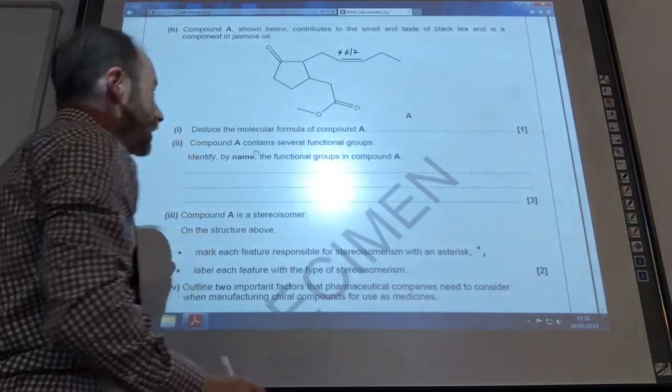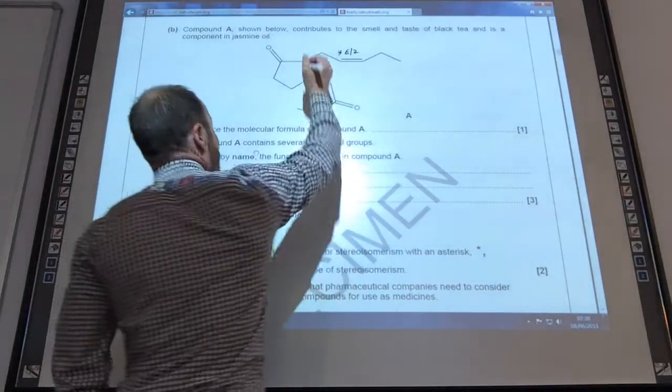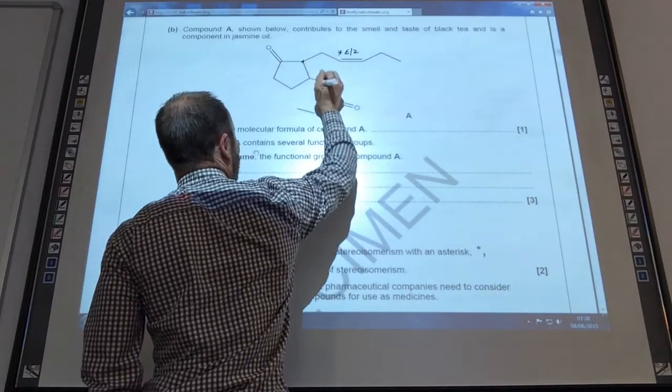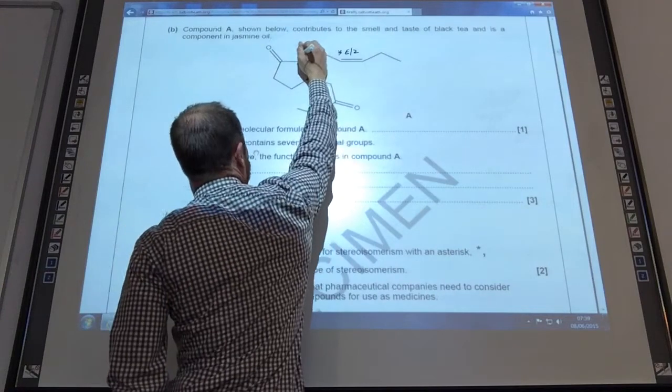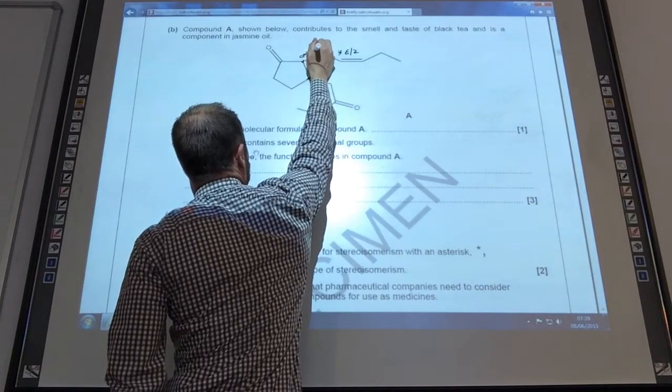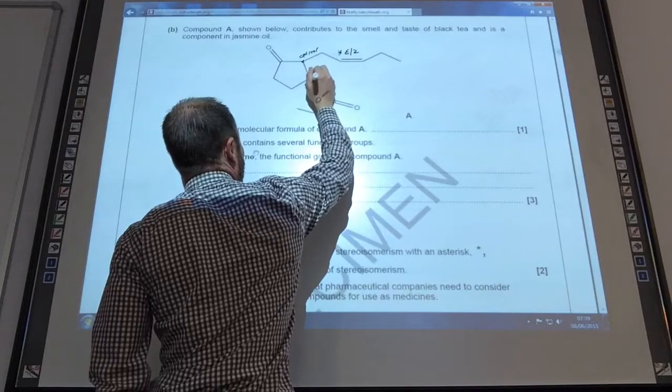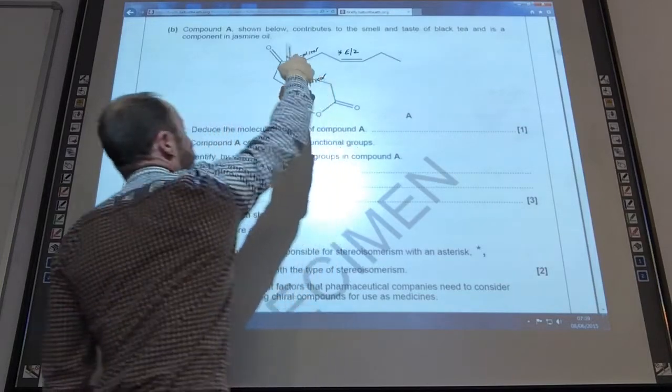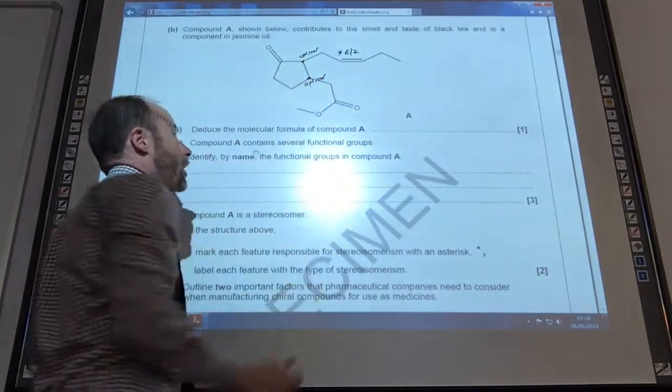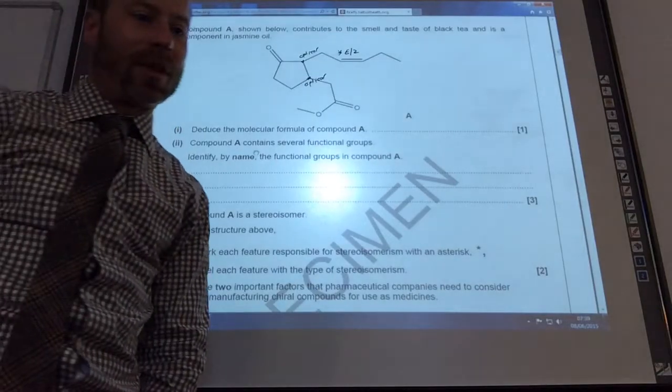The other two are slightly harder to spot. You've got that guy there, and you've also got that guy there. They are both optical. Why are they optical? Well, it's because you've got 4 different groups around the carbon atoms there.